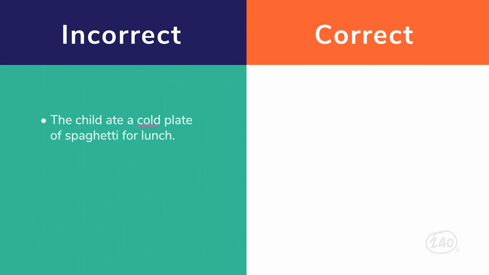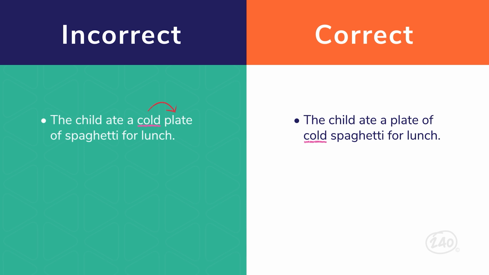The child ate a cold plate of spaghetti for lunch. Cold modifies plate in this sentence. The child ate a plate of cold spaghetti for lunch. Now, cold modifies spaghetti. Placement matters.